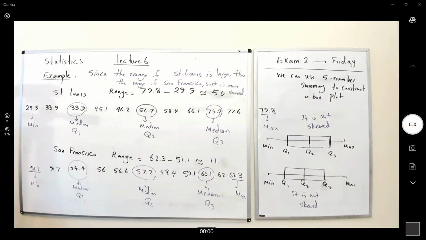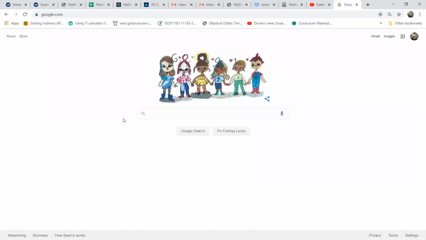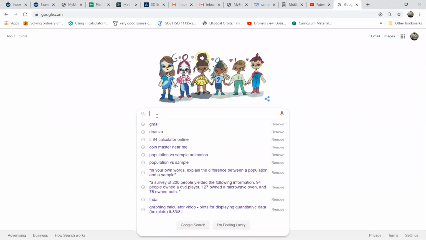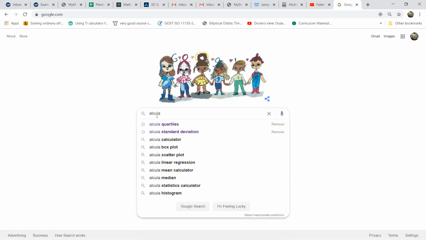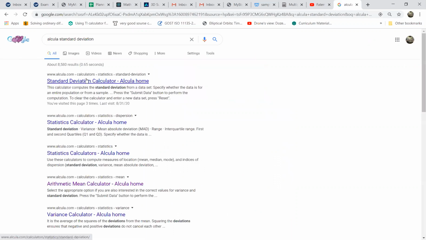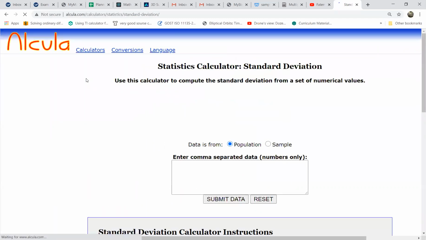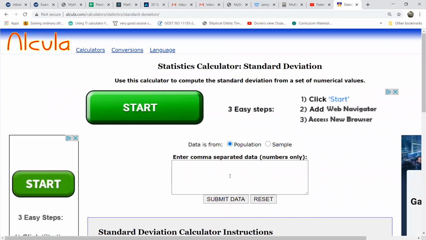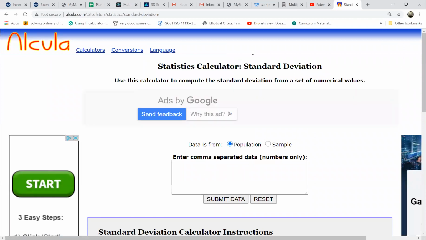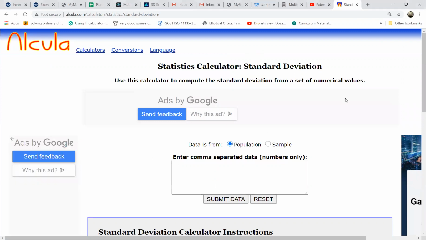So let us calculate the standard deviation. You can Google any online calculator. For example, one of them is Alcula that you can use to find standard deviation. You can Google Alcula standard deviation, click on the first link. And here you can enter the data. So let us take the data from the example here, I'm going to find the standard deviation for St. Louis.